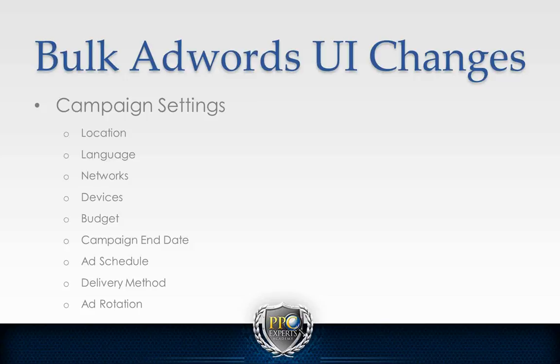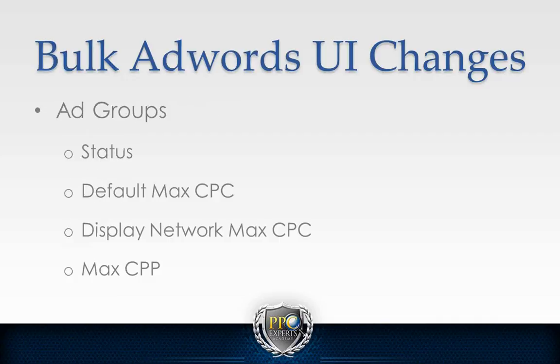Delivery method, so accelerated or standard. And then ad rotation. Now we said our recommended setting for ad rotation was rotate, but let's say you pop in on an account and you see that it says optimize for clicks. Well, do you want to go and click on each of those campaigns and set them all one by one? No, you want to do the bulk changes using the AdWords user interface.